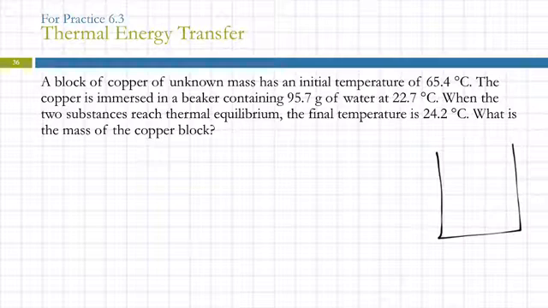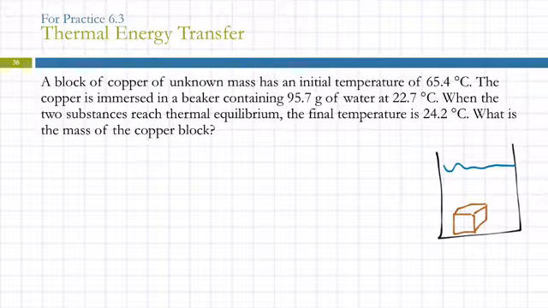So there's my beaker, and we have water. Does that look blue? That is blue. And we've got a piece of copper. So there's my copper. It's important to sift out these numbers and assign them their proper variables.